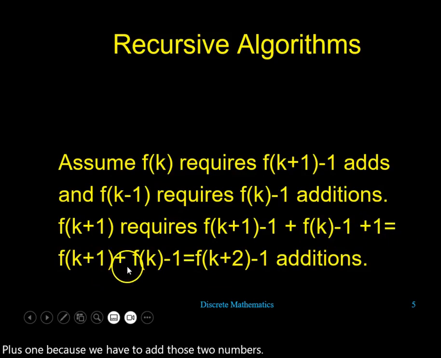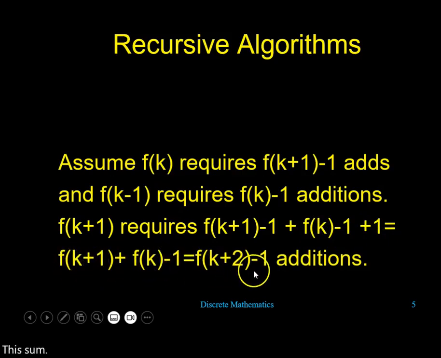And the result is this sum, which is F(k+2) minus 1. And this is exactly what we need to prove. The number of additions required for computing F(k+1) with the recursive Fibonacci algorithm is F(k+2), the next Fibonacci number, minus 1.